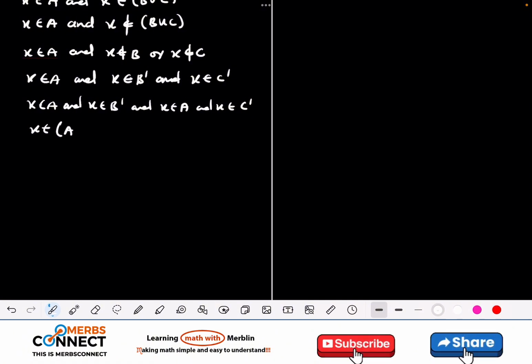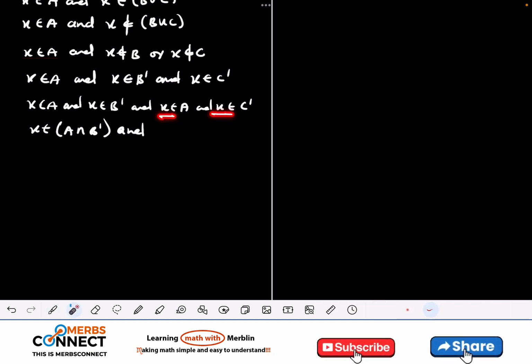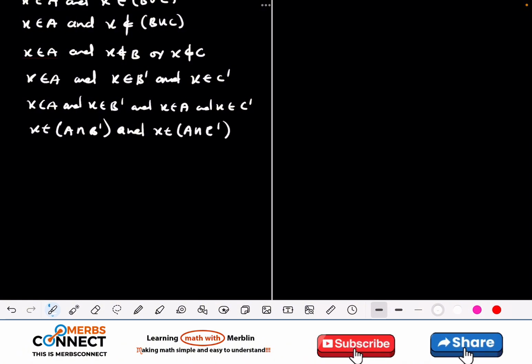What we left here is A intersect B prime. So when I factor this out and this out, I'm left with A and B prime, and the AND changes to intersection. Then the same thing: factor this and this out, and it will be left with A and C prime, and then intersection. So you are going to have X in A intersect C prime.